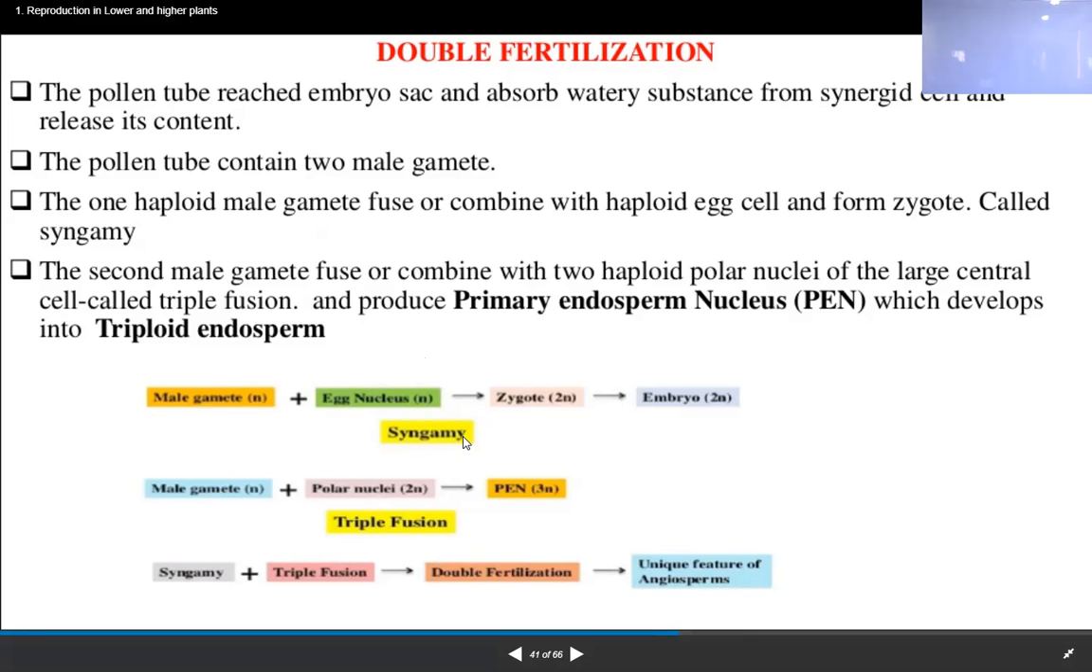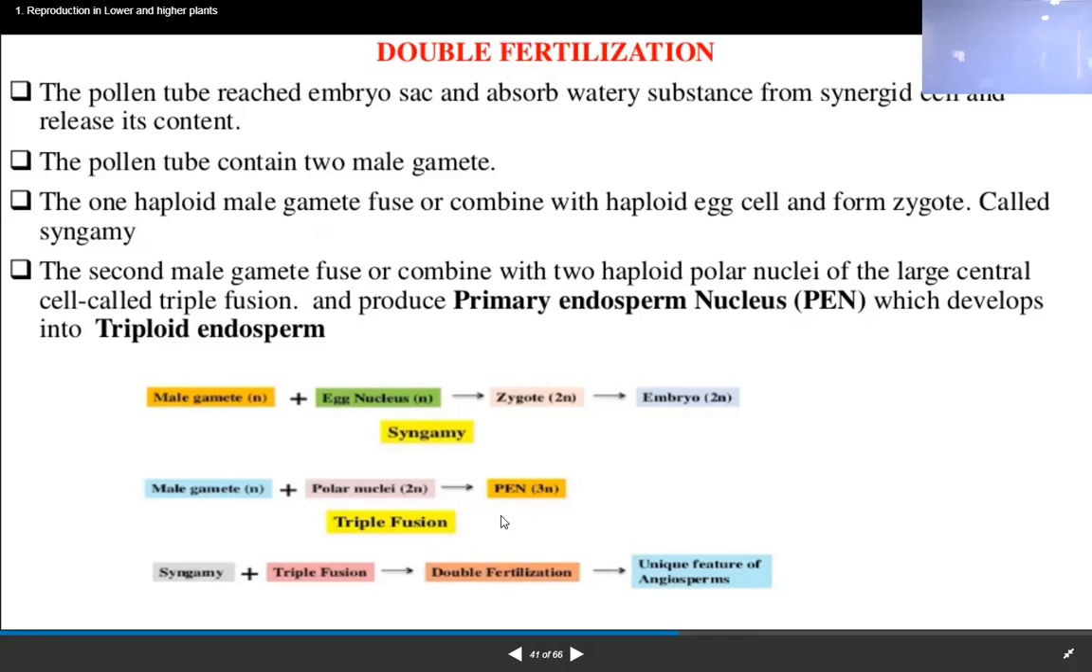Very simple. Then the second male gamete; we have two male gametes. Here it is written, two male gametes. In the pollen tube we have two male gametes. एक मेल गैमेट एक फीमेल गैमेट के साथ कंबाइन होकर जाइगोट फॉर्म करता है. This process is called syngamy. And the second male gamete fuses with the polar nuclei, which is 2n. So it gives PEN, which is triploid. That is the primary endosperm nucleus. And this is called triple fusion.